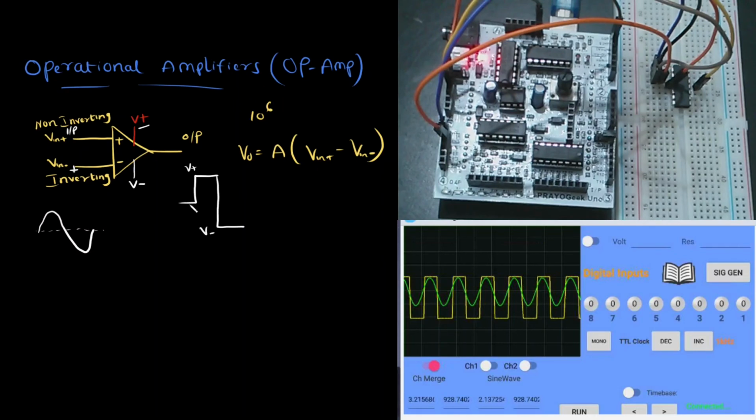Please keep in mind that the output voltage swing is limited by the power supply voltage you have provided at V plus and V minus. For example, if you provide 9 volts and minus 9 volts here, there is no way that the output is going to go above this or below this value. Even though the gain of the amplifier is in the range of 10 power 6, the output swing voltage is limited by the V plus and V minus voltage provided to the op-amp.